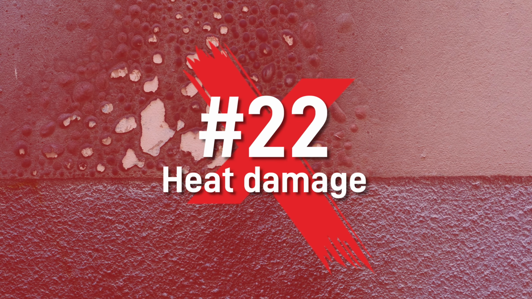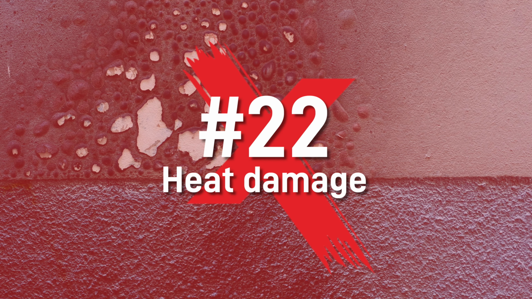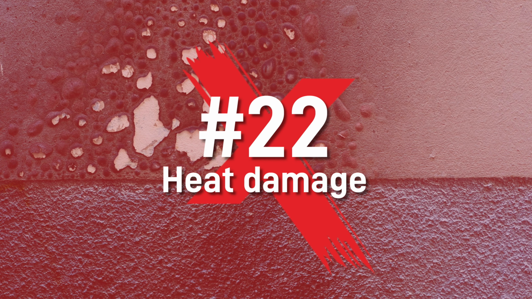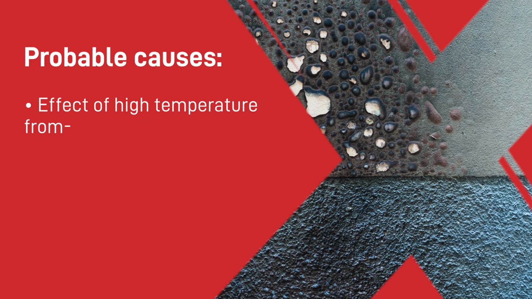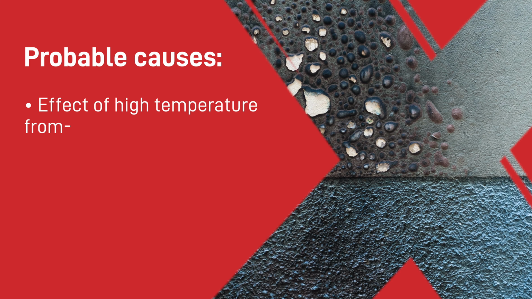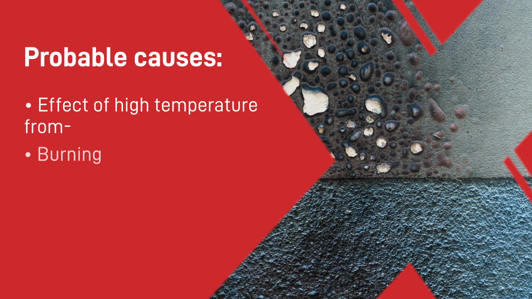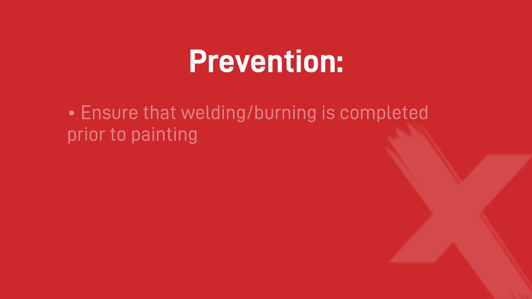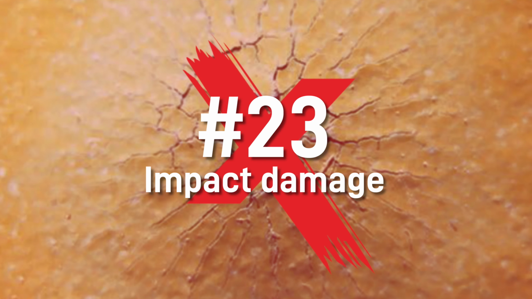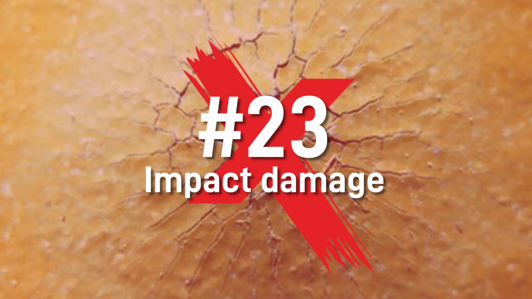Number 22 is heat damage and could be described as a byproduct of an accident rather than a defect really. High temperature applied to a substrate will cause damage to almost any paint coating, with the most likely causes being burning, welding or fire. Ensure that all welding and burning work is completed prior to painting in order to prevent heat damage. The next defect of paint coating is number 23, impact damage.